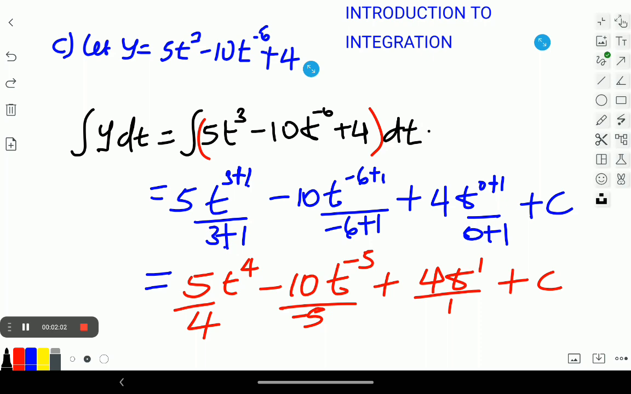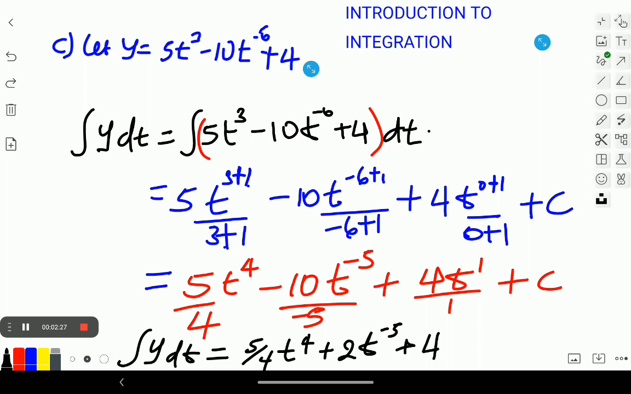And then we can simplify the end, and we say the integral of y with respect to t is given by 5 over 4 t power 4, then minus 10 divided by minus 5, which gives a positive, so we shall have 2 t power minus 5, then plus 4t, then plus c. That is the solution of part C.